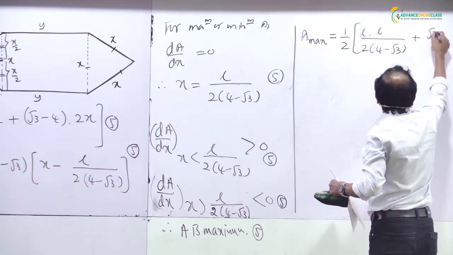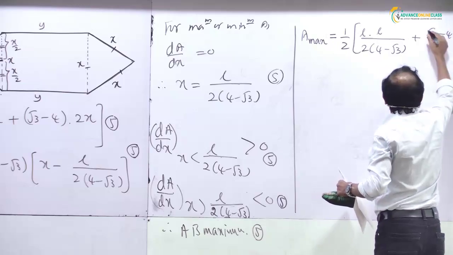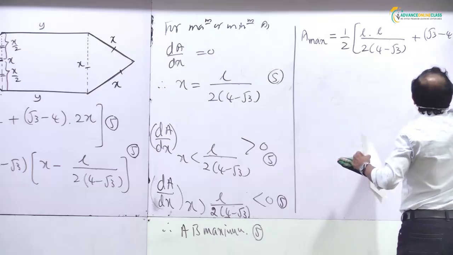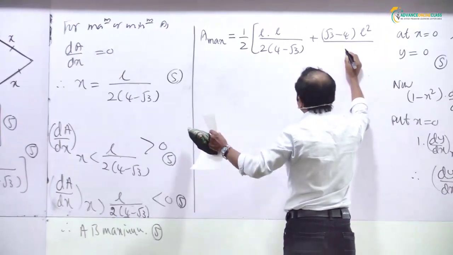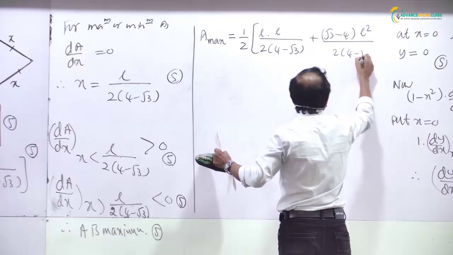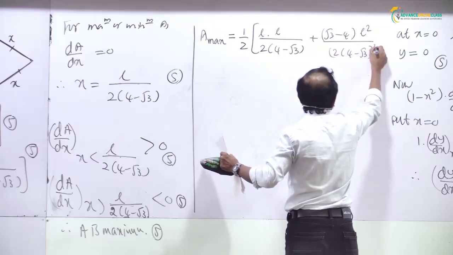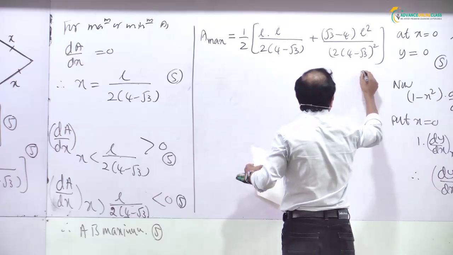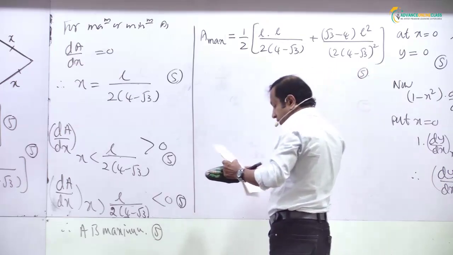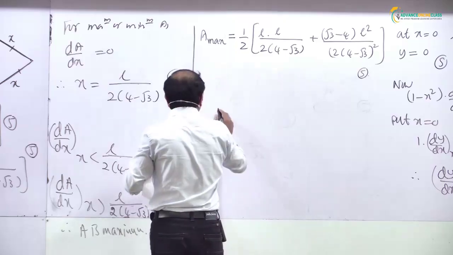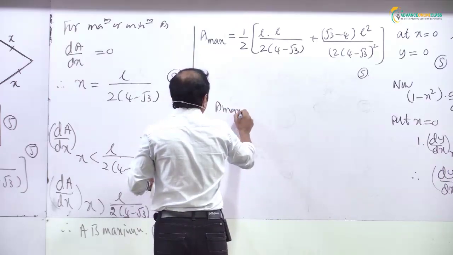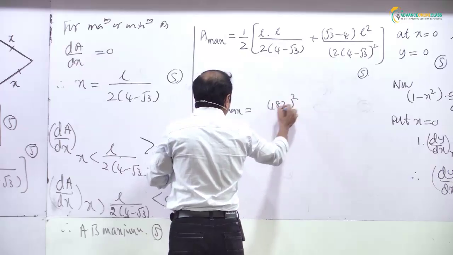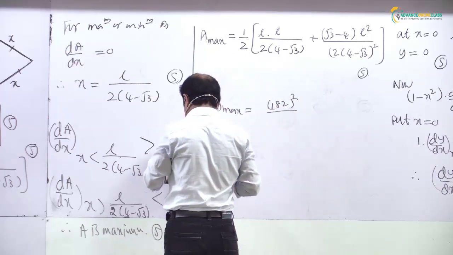Plus root 3 minus 4 x squared. X squared means this: L squared over 2 times 4 minus root 3, perfect square. The substitution gets 5 marks. Simplify and take this answer, you get, I didn't simplify that, it is coming 182 perfect squared.